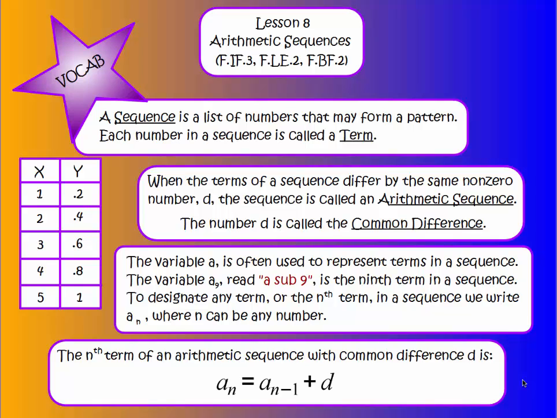So you kind of just list out a bunch of numbers, and they may form a pattern, and along the way you'd have the first term, the second term, the third term, the fourth term, and so on and so forth in this pattern.